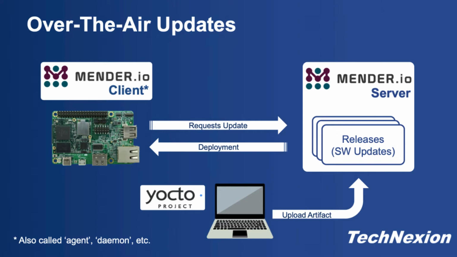The OTA service consists of a client that has to run on the device and a server that typically runs in the cloud. The server allows you to easily upload and manage releases of software for your devices. The client application, running on the target, communicates with the server to check for new updates, downloads them, and then executes the update itself robustly.